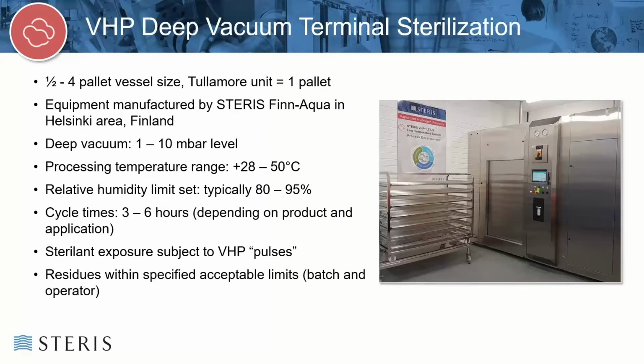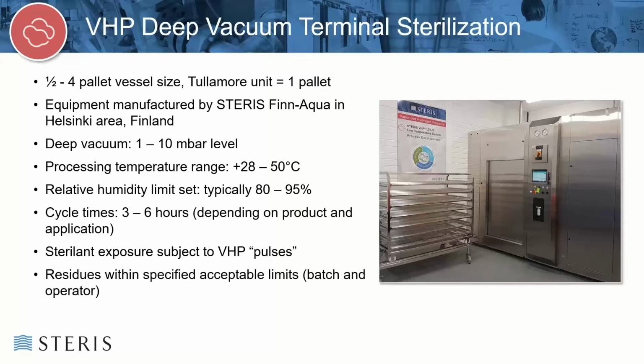The equipment we use then for our VHP sterilization, as I said, is manufactured by STERIS Life Sciences. So in this case, STERIS Finn-Aqua in the Helsinki area of Finland. And they provide a range of vessel sizes going from the equivalent of a half pallet chamber to a 4 pallet vessel. And the chamber that we have in our Tullamore site here in Ireland is a 1 pallet chamber.